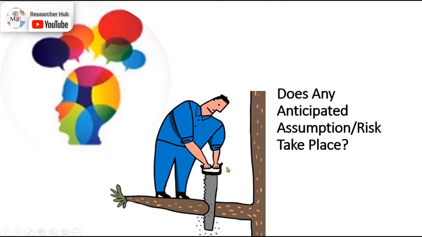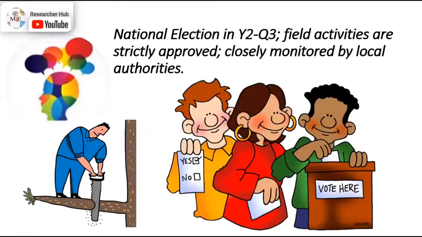Last but not least, we also need to monitor the assumptions and risks. Does any anticipated assumption or risk take place? Generally, when we develop a project proposal, we have anticipated assumptions and risks that might affect the project interventions. Or some risk or assumption may not have been articulated during the project design, but we need to monitor that. Is there any unanticipated risk or assumption that might take place from day to day of the project intervention? For example, in almost every country, particularly in my country, one assumption or risk that most projects generally list down, because it significantly influences the project implementation, is national election in year 2 or Q3.